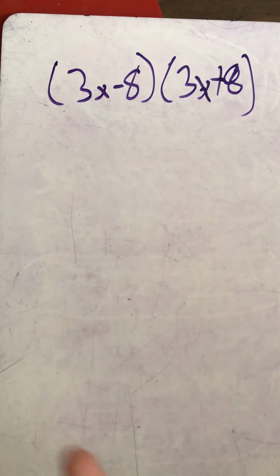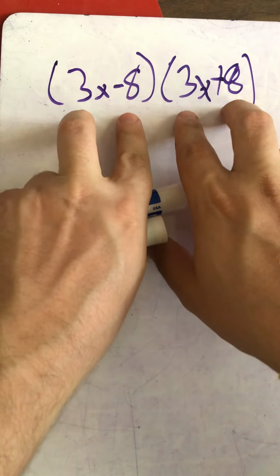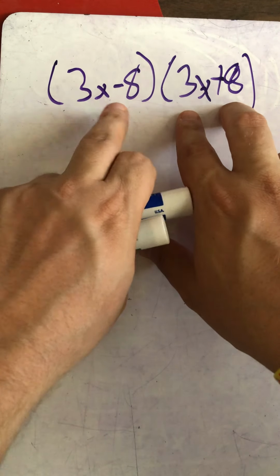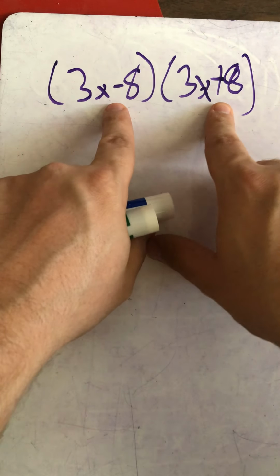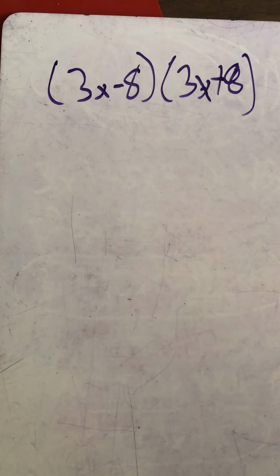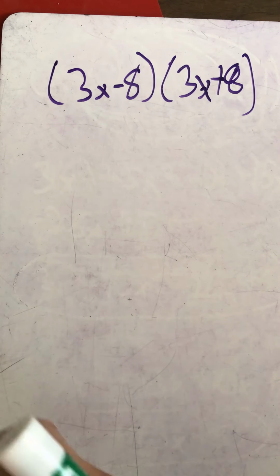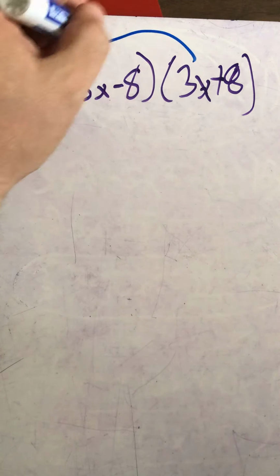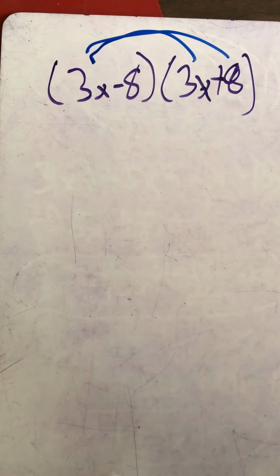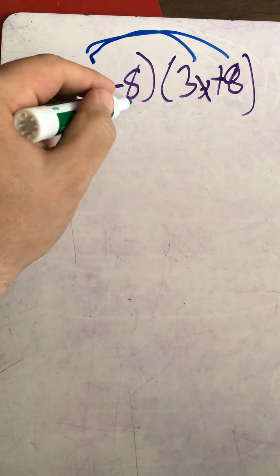Basically, anytime we have something like this happen where the numbers are all the same, 3x and 3x, 8 and 8, but the only difference is the sign in between them, there's something special that happens. So what we're going to have to do to see what this special thing is, well, we're going to have to distribute. So I'm going to distribute this 3x through, and I'm going to distribute this minus 8 through.